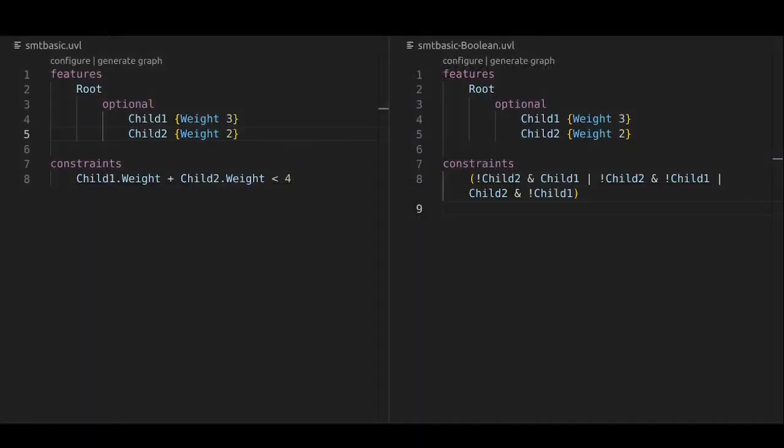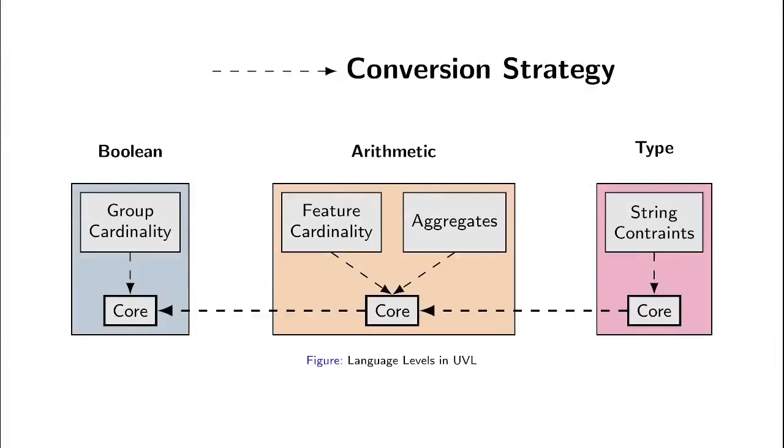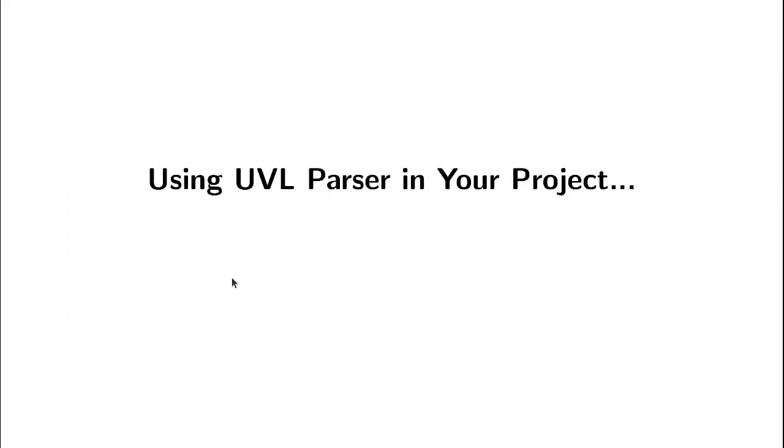Let's take a look at an example conversion. On the left side, we can see a simple UVL model containing an arithmetic constraint limiting the overall rate of the features. On the right, we see the result of applying a conversion strategy to an equivalent Boolean model. We implemented those conversion strategies once in our parser. Each tool using the parser can then easily invoke the conversions and thus can also manage UVL models with more complex language levels.